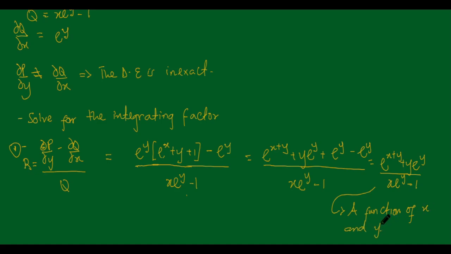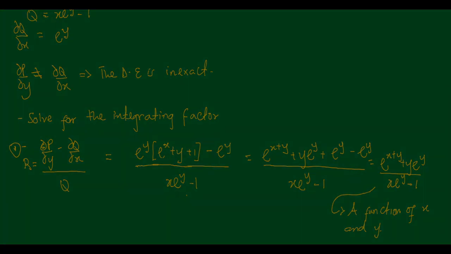So this is a function of two variables, and that's what we are avoiding. We either want the result to be a function in x or a function in y only. So let's try to examine case study 2, since case study 1 has failed.